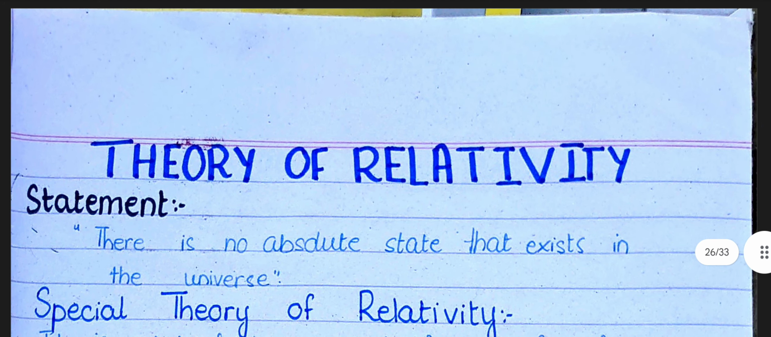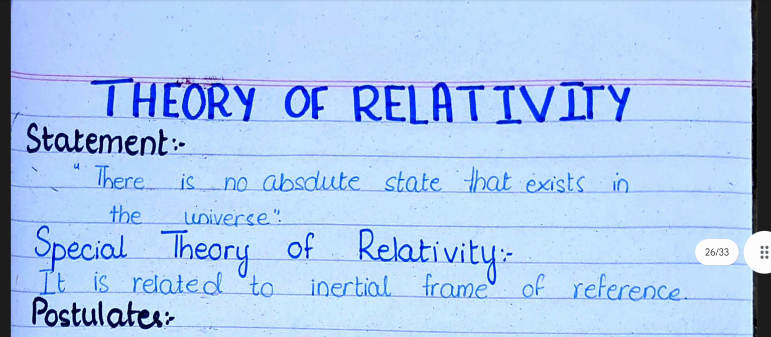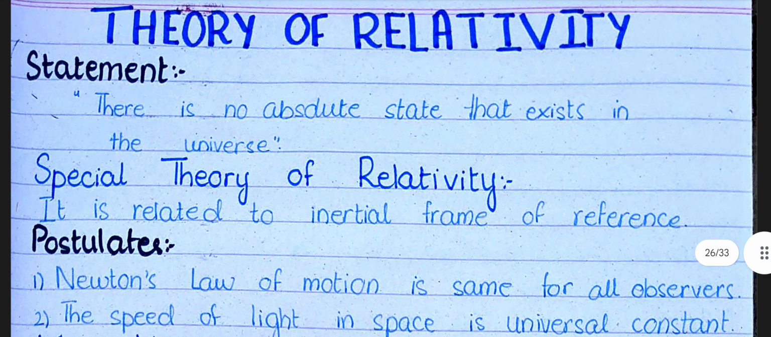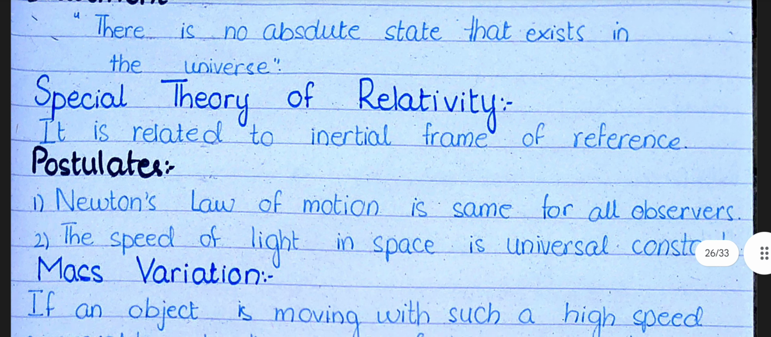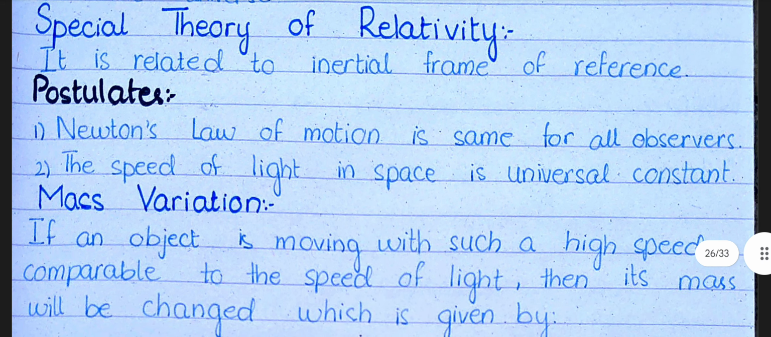Theory of relativity. The statement: there is no absolute state that exists in the universe. Special theory of relativity. It is related to the inertial frame of reference. Postulates: Newton's laws of motion are the same for all observers. The speed of light in space is a universal constant.